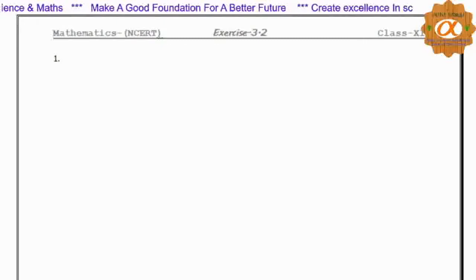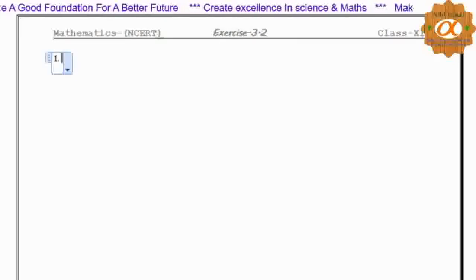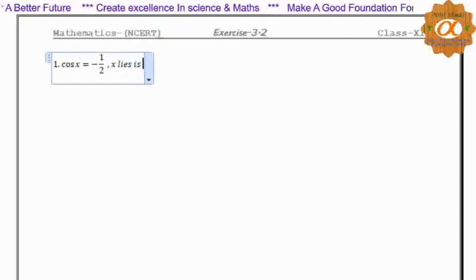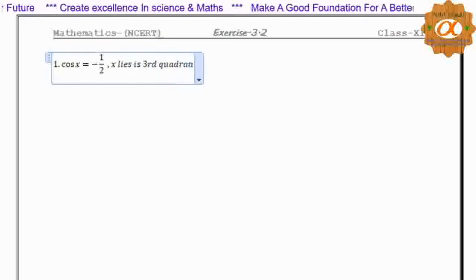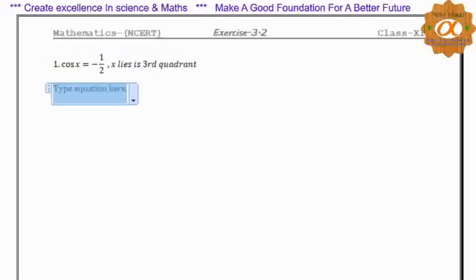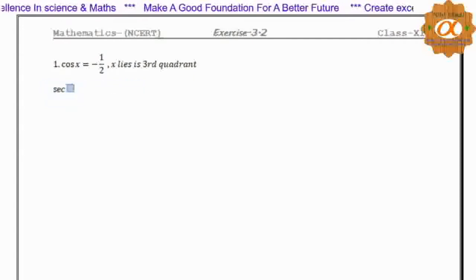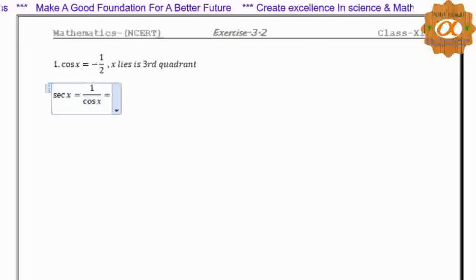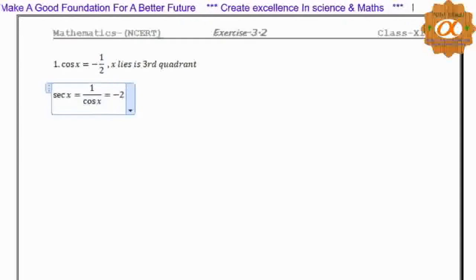Today we are doing CBSE Class 11 Mathematics Exercise 3.2. Question number 1. It is given that cos x is equal to minus 1 by 2. x lies in the third quadrant and we have to calculate all other trigonometric ratios. Now, we know that sec x is the reciprocal of cos x. That means it is the reciprocal of minus 1 by 2, that is minus 2.